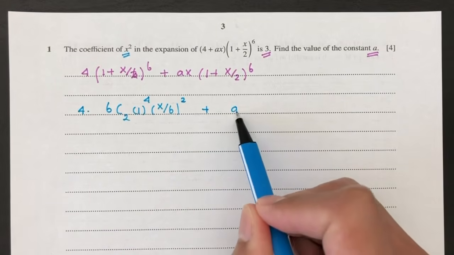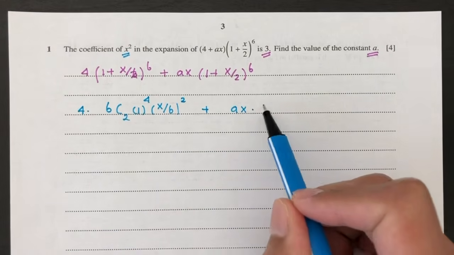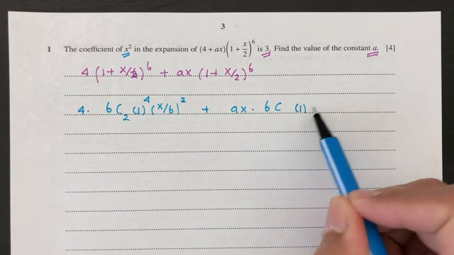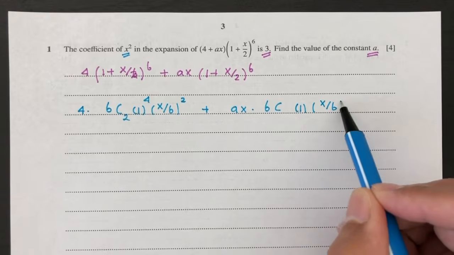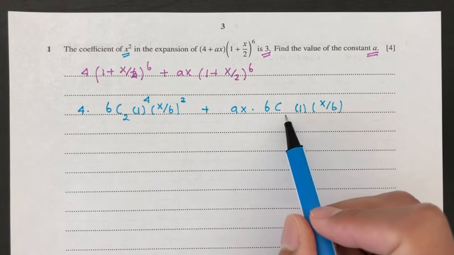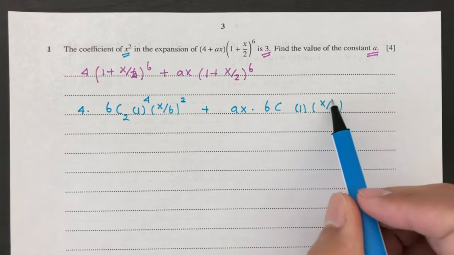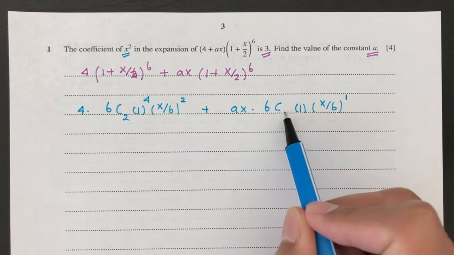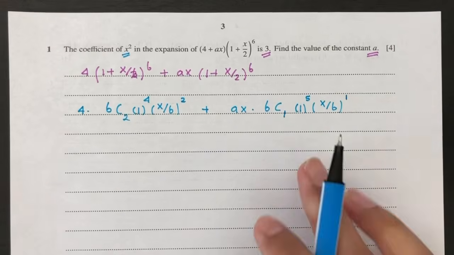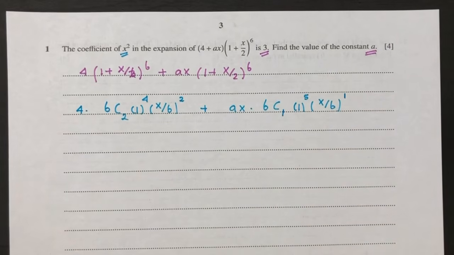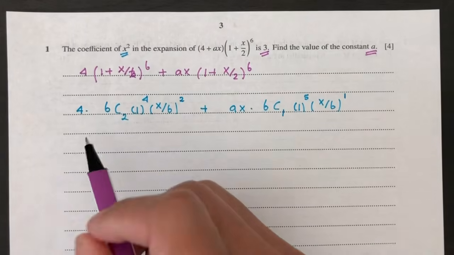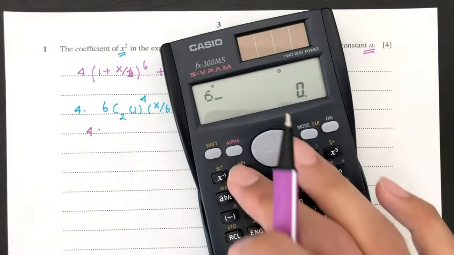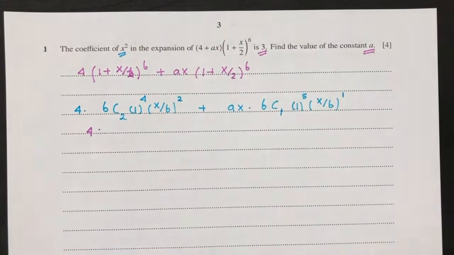Plus ax is the same, multiplied by 6 choose something of the first term, and the second term right here. So for it to be a term in x squared, since we have x here already, we only need one more x. So that'll be 1, and this will be 5. Okay, so now we can just expand and see what we have. So 4 times, what is 6 choose 2? Let's verify. 6 choose 2 will be 15.